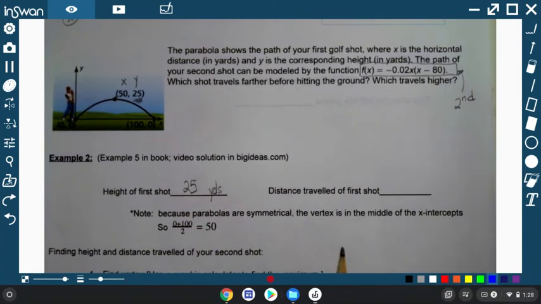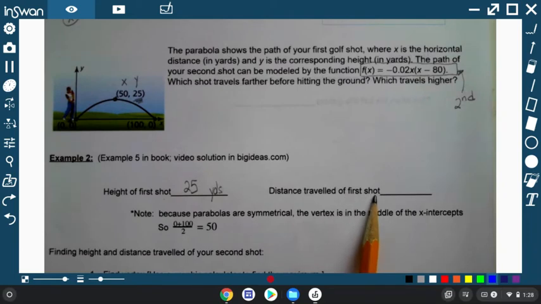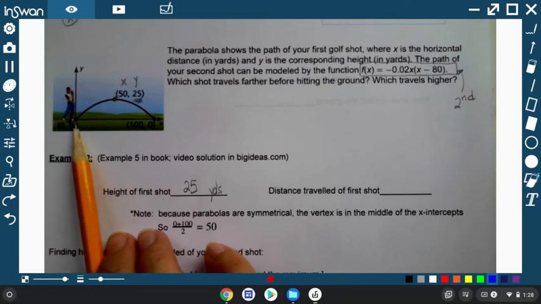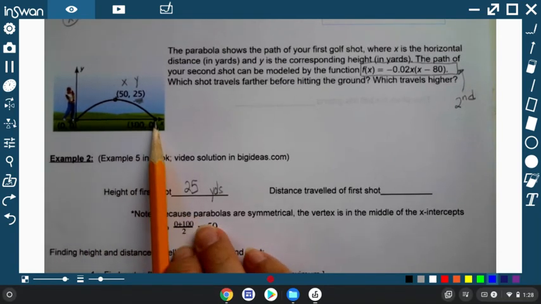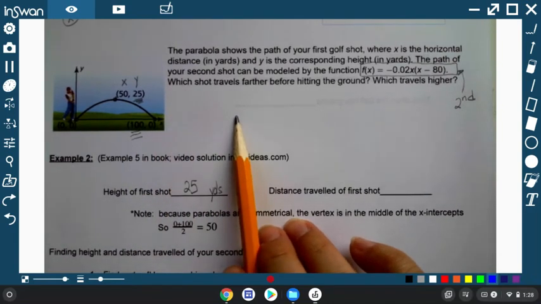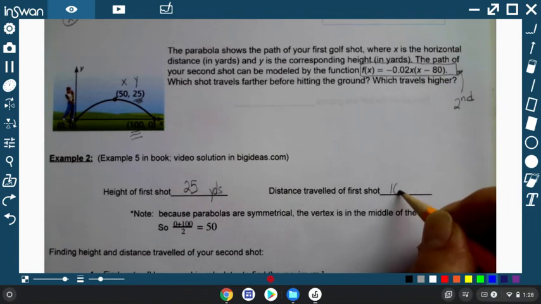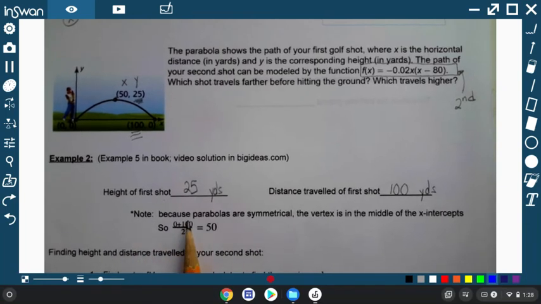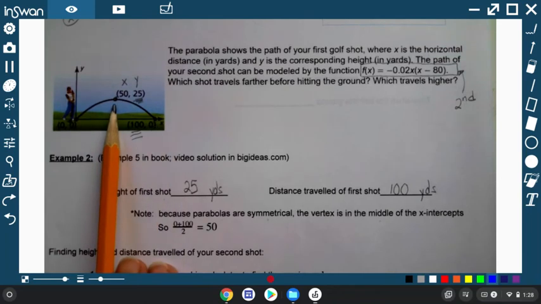Everything was in yards. The distance traveled of the first shot. So yes, I know the ball bounces, so we're assuming we're not counting all the bounces. It goes in the sky and it drops and it hits the ground right here. So that right there is a distance of 100, ignoring all the bounces that the ball makes or rolling. So that would be 100 yards. And it says, note, because parabolas are symmetrical, so it's perfectly even left and right, the vertex is in the middle. That's how I know perfectly between 0 and 100 is 50.